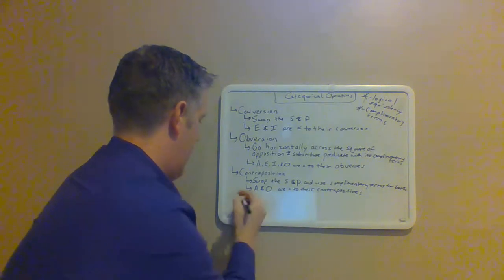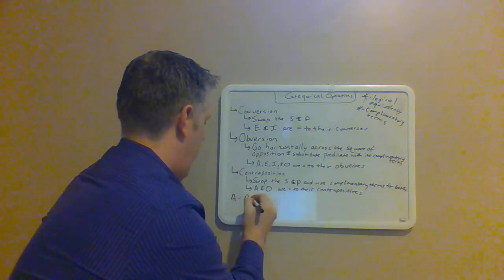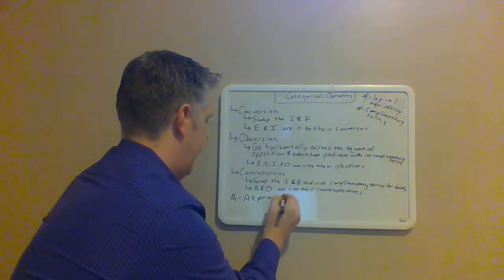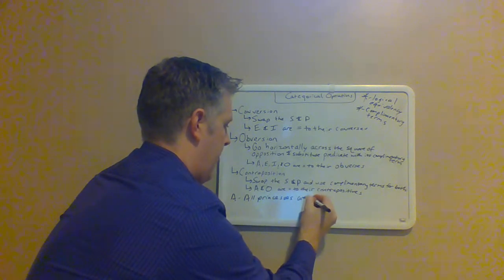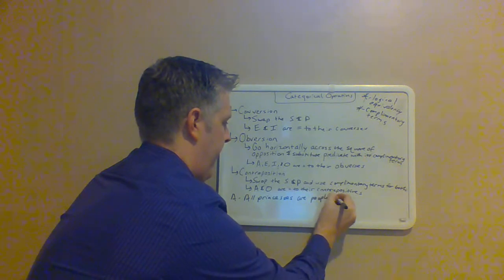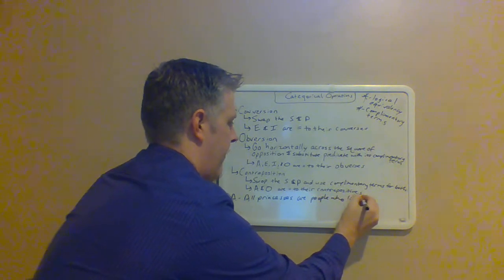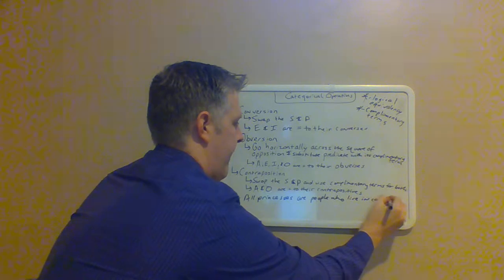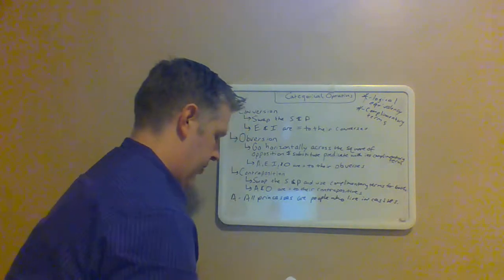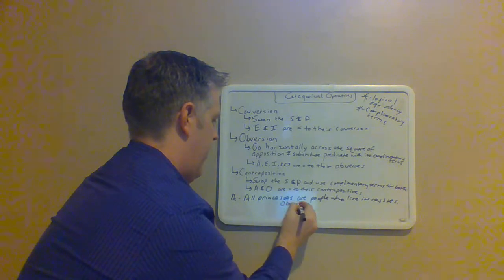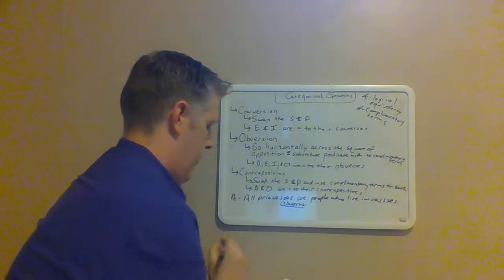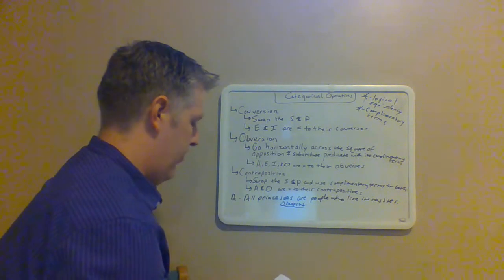So let's start with an A claim. All princesses are people who live in castles. So we want to obvert that, or perform the operation of obversion on that.